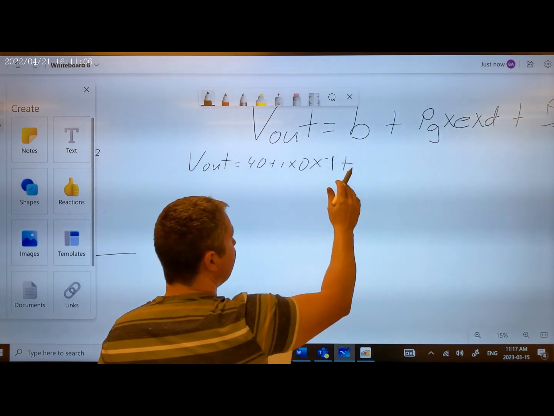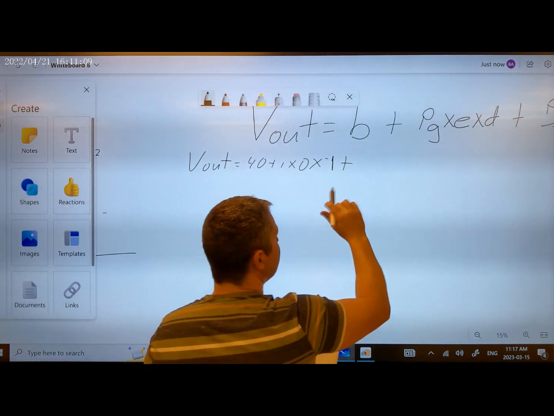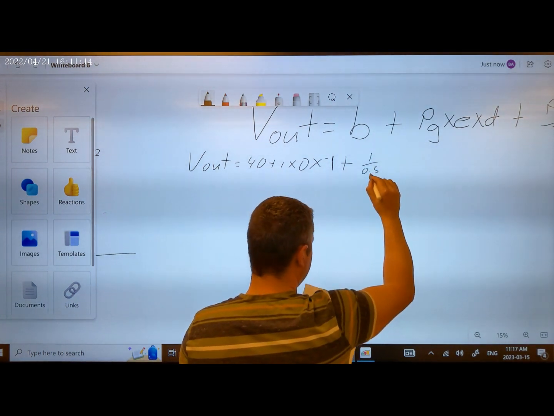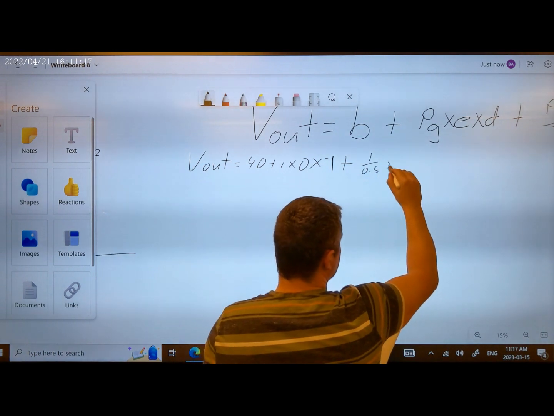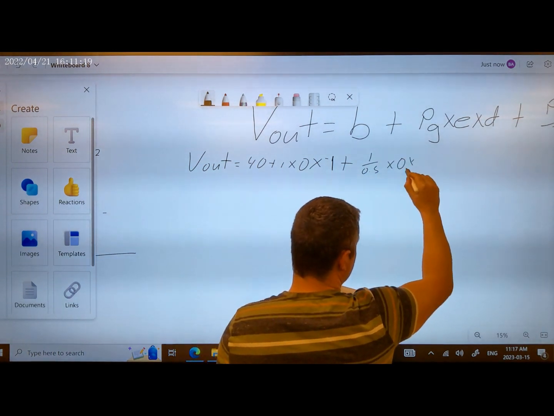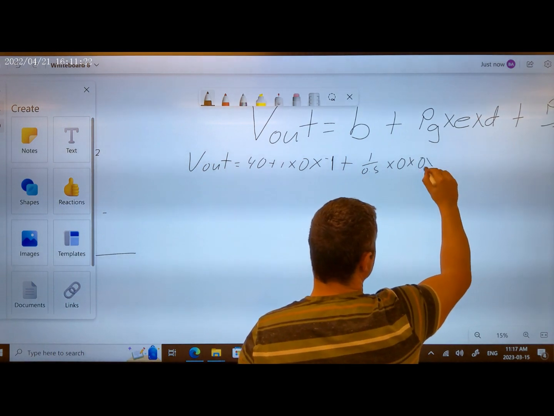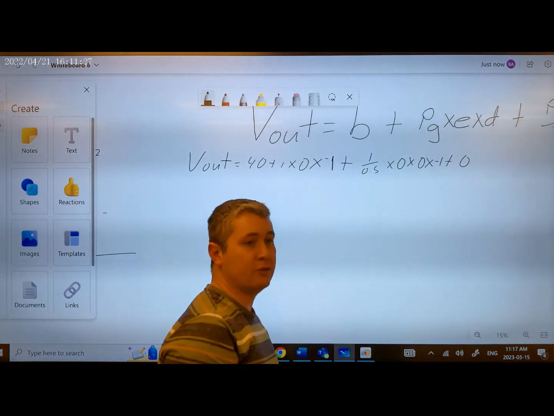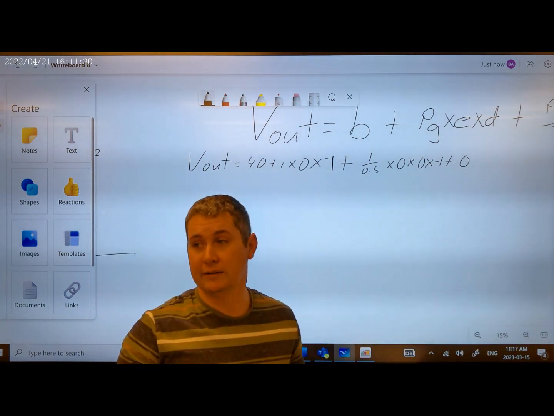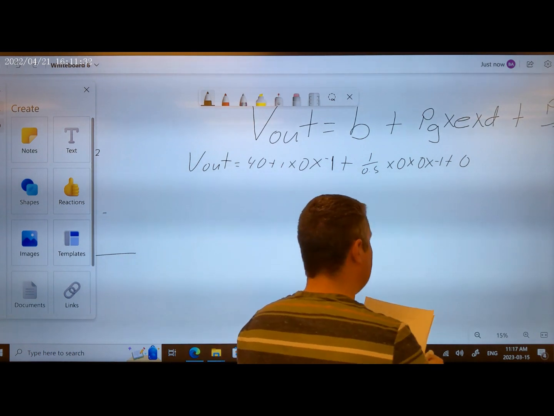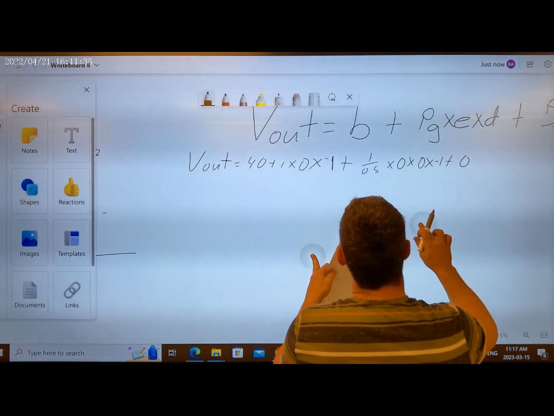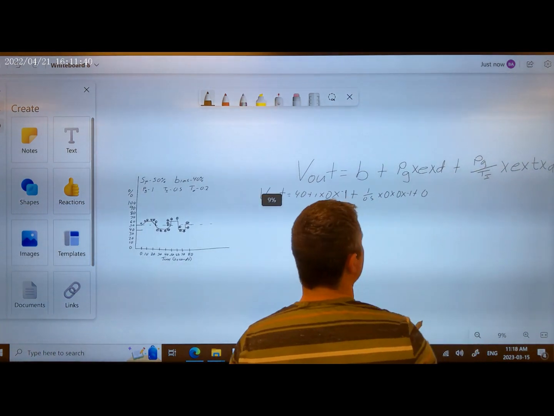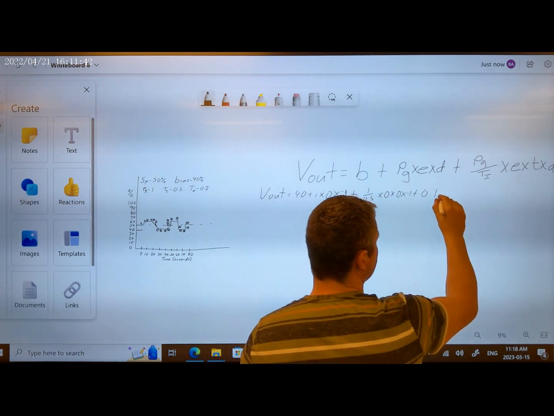Plus, now this is our proportional. Now we look at our integral, which is 1 over 0.5 times an error of 0 times a time of 0 times a direction of -1 plus 0 accumulative integral, because we haven't gone anywhere yet, so we're still at 0. Now, derivative is the part that is going to do something.